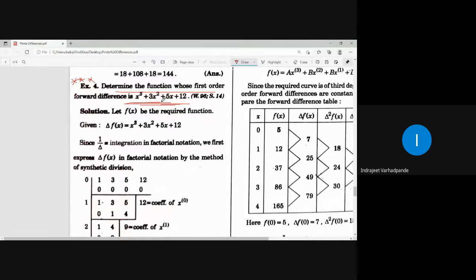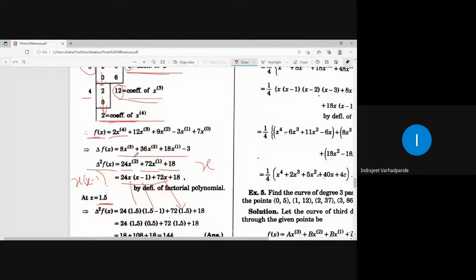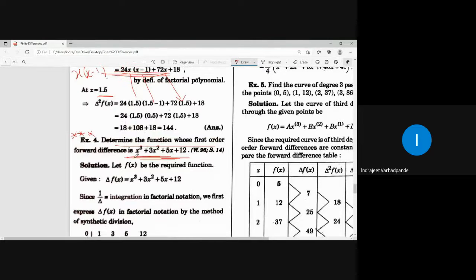Now one question can arise in the mind: if this is the first order forward difference, then why is it not in the factorial notation? Because here the first order forward difference is written in the factorial notation, but here it is not visible. But I had said that these notations can be converted to the simpler form. So though this is the first order forward difference, it has been simplified by applying the definition of factorial polynomial.